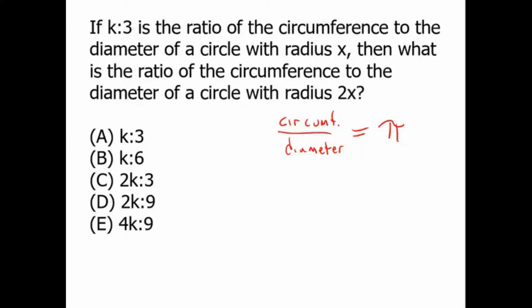And so in the first circle, we see the ratio of circumference to diameter is k to 3. So k to 3, that must be a ratio that equals pi. And so any other circle in the world, doesn't matter how big or how small, the ratio of circumference to diameter is going to be that exact same thing. If k to 3 equals pi, then that is always the ratio of circumference to diameter. Answer choice A.